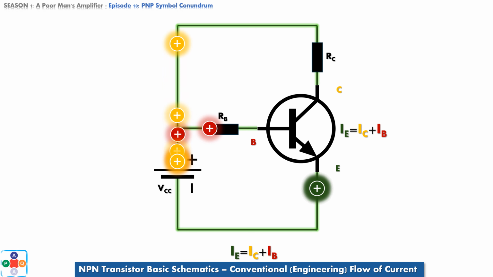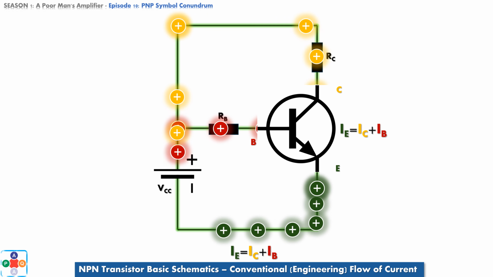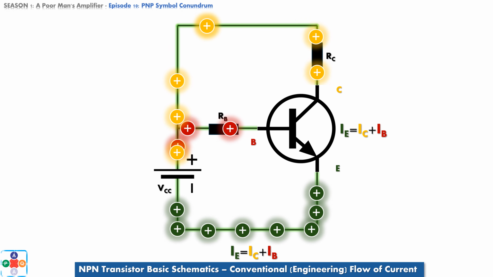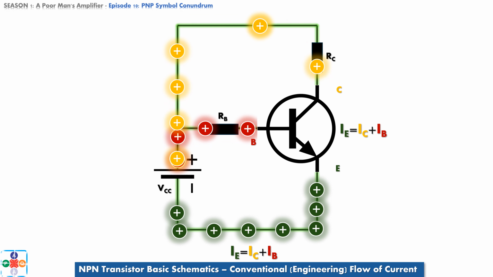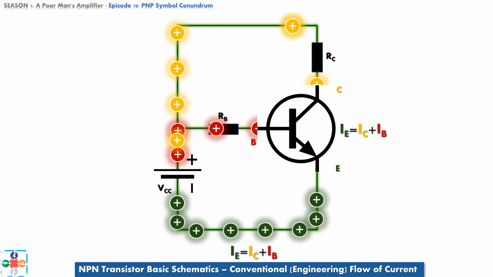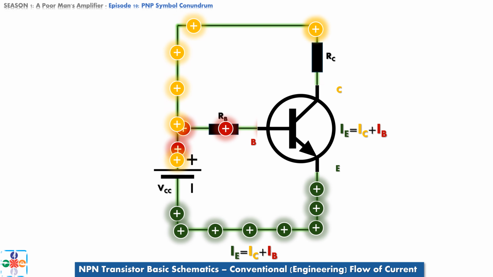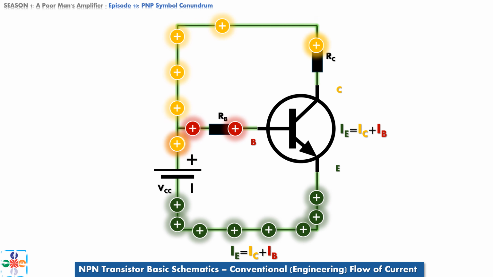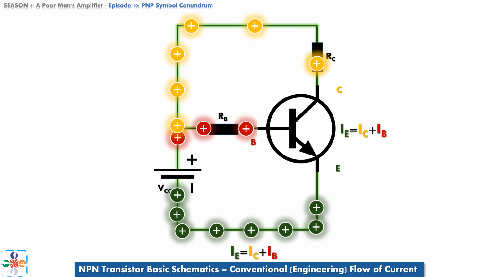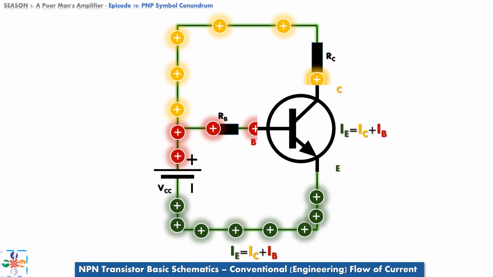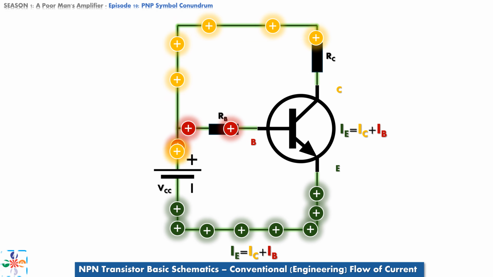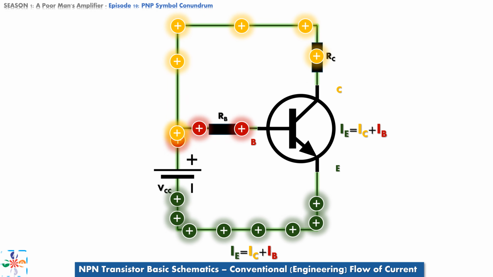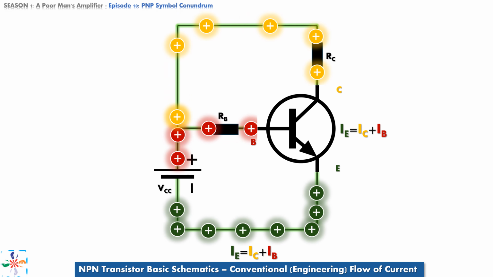In episode 8, we learned the difference between the conventional, or as it is also called, engineering, direction of flow of current, and the natural or electron direction of flow of current. Now we also know that this is a convention, an agreement, to consider holes, the positive carriers, as the facilitators of propagation of the electromagnetic field through the circuit. Simply put, the current flows from the positive to the negative terminal of the DC power source.